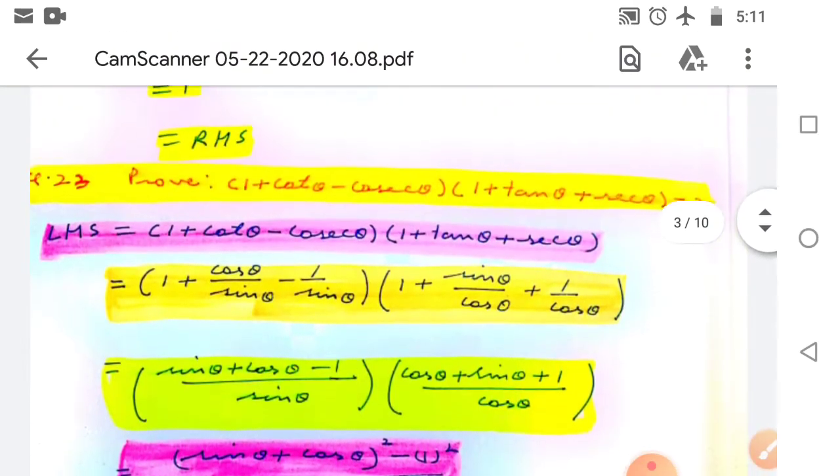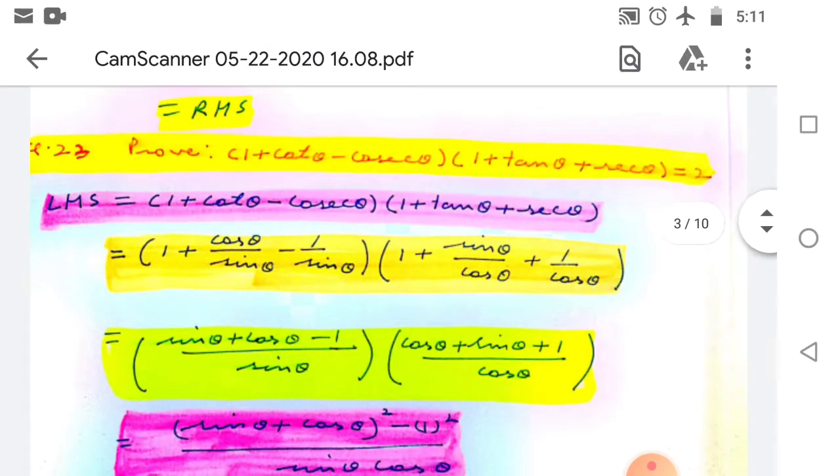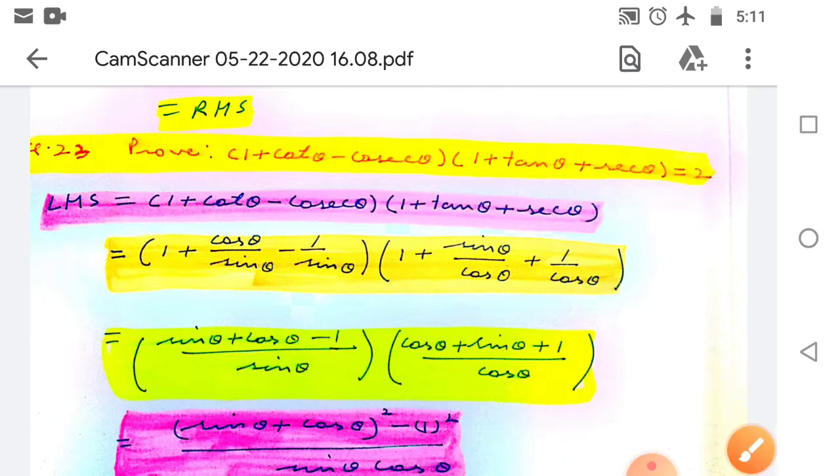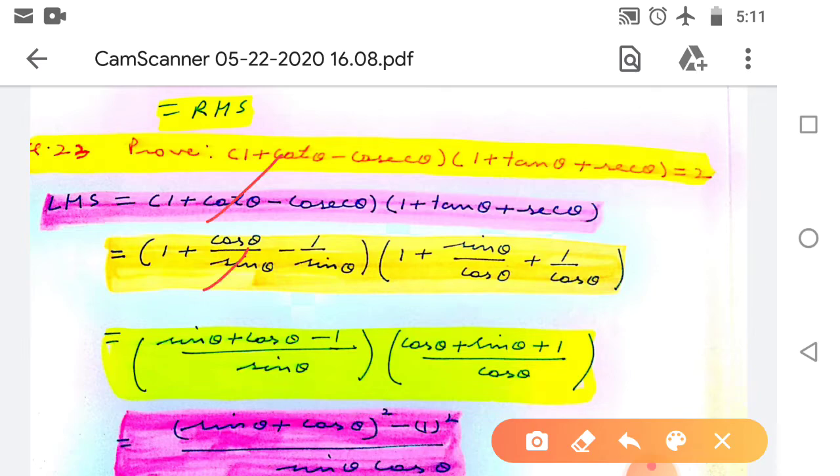Okay, once again, we need to prove this. We take LHS. Looking at the LHS, we are not able to apply any identity directly. So we have one option. What is that? Convert these trigonometry ratios into sin theta and cos theta if possible. So here cot theta is cos theta upon sin theta, and cosec theta is 1 upon sin theta, and here tan theta is sin theta upon cos theta, and this sec theta is 1 upon cos theta, right.